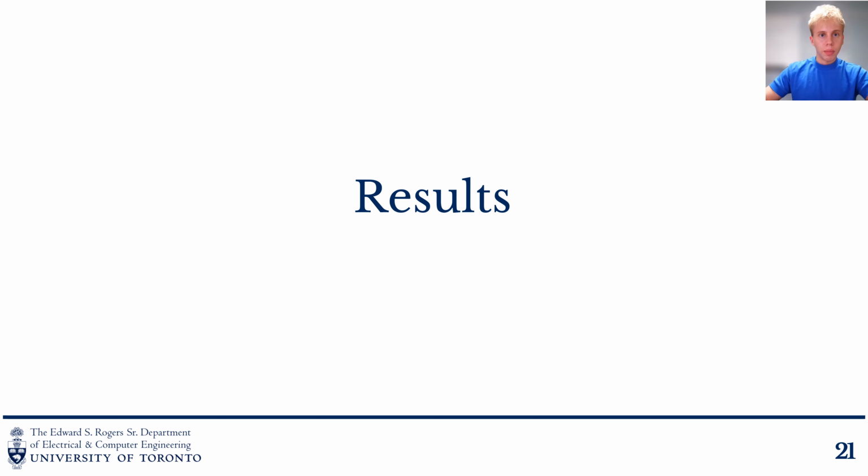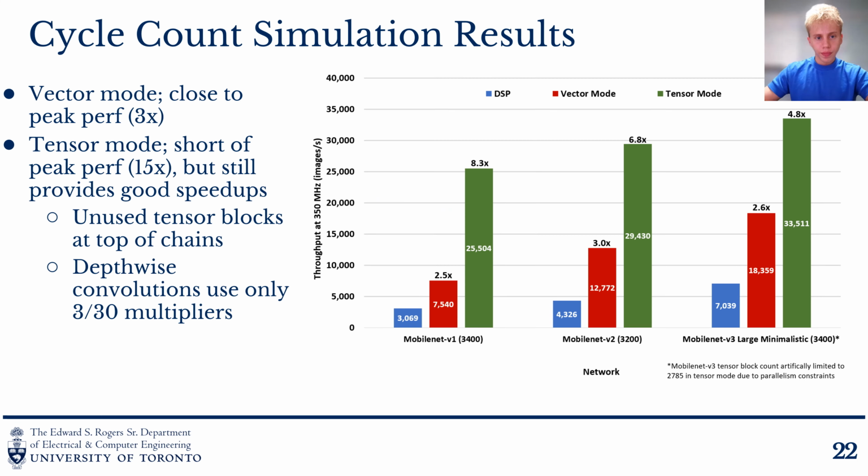Next, going into some results. So first, we're going to look at cycle count simulation results. This is just to compare the raw performance of each mode while ignoring any frequency concerns. Vector mode comes close to the peak performance improvement of 3x, so that's the red bar here, compared to the baseline blue bars shown here. So recall that vector mode supports sparsity but has fewer multipliers.